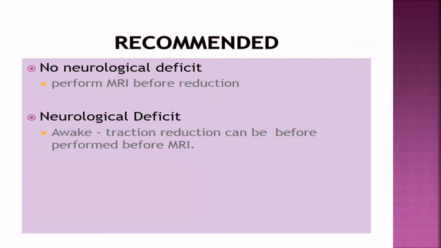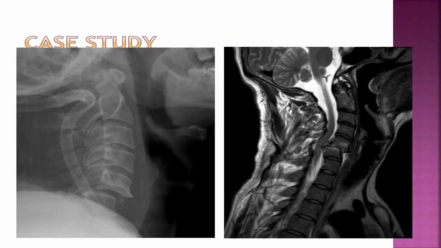Therefore, the current recommendation is that in a patient without neurological deficit, it's important that you do an MRI before reduction to know whether there is a disc herniation. However, in a patient with neurological deficit, if you are not able to get an MRI very soon, there is no in-house MRI, and you are not able to get an MRI within an hour or two, then it's better to do an awake traction reduction before you proceed to the MRI scan.